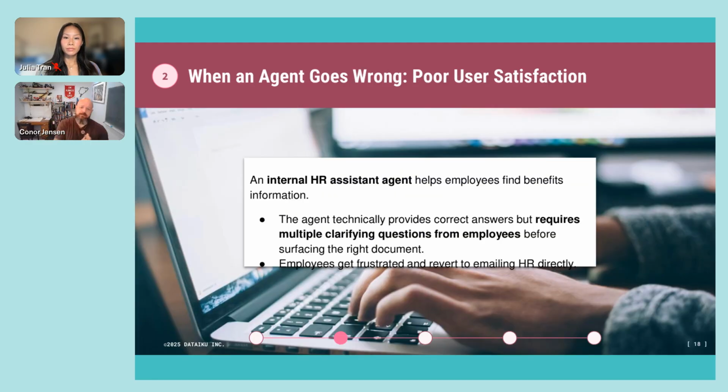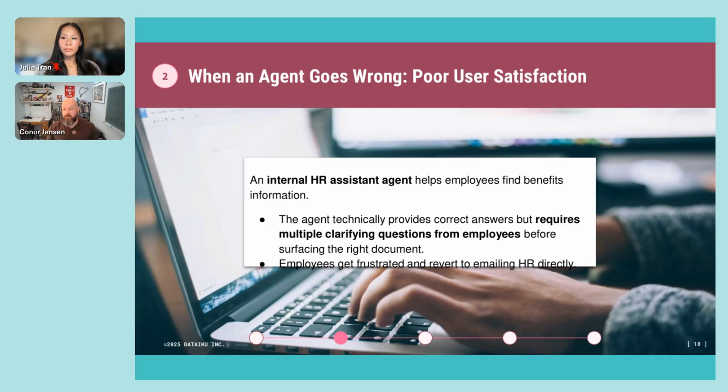The second one, again, something going around here, poor user satisfaction. So we've got an internal HR assistant agent that helps you find benefits information. Maybe it gets the right answer, but it asks question after question after question to that employee before it gets that right response back up. That's not really helpful. The whole idea of having that agent is that I don't have to go in and figure out the if-thens to get to the right document.